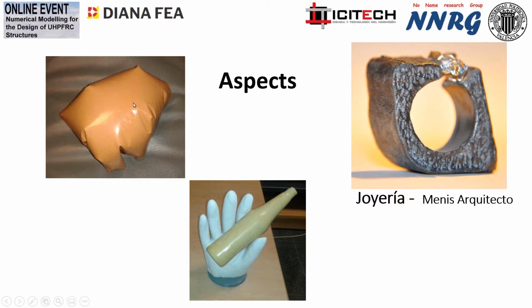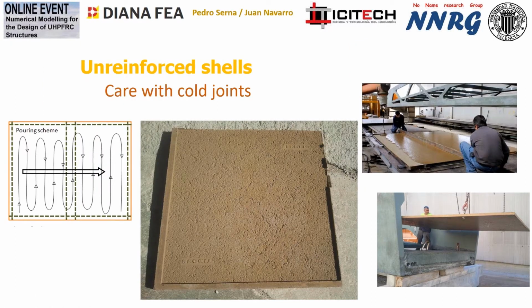This is concrete. The color is only pigments, and you don't need any specific superficial treatment. You can work on small, thin elements like this, only with fibers, no reinforcement, easy to perform only by pouring concrete. You need to guarantee that the pouring is continuous.